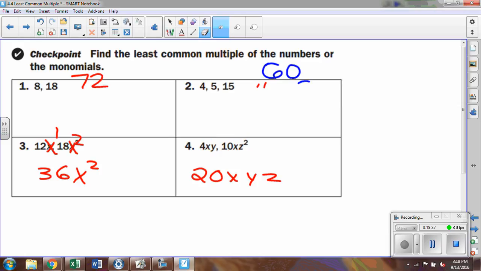What about the y variable? There's only one of them, so it's going to be y to the first. For the z variable, what's the biggest exponent on z's? That's 2. We'll put on a 2. That's our least common multiple. Get the least common multiple for the number part, and then for each variable, we need to take the largest exponent for that variable.